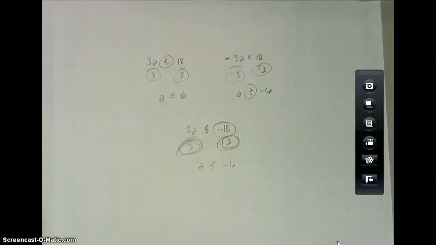Other than that, we treat these exactly the same as we treat equations. If we add something to one side, we have to add it to the other. We're trying to isolate variables. So nothing changes except if I'm multiplying or dividing by a negative. And in that case, I have to switch the sign.